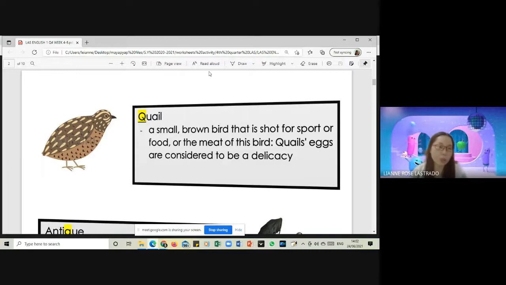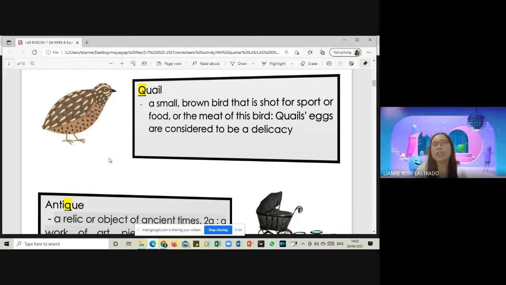Okay, so it's just a small bird. It is not growing so big. Parang ano lang siya, kasi laki lang siya ng sisiw ng manok, parang ganon. Medyo malaki lang doon konti.